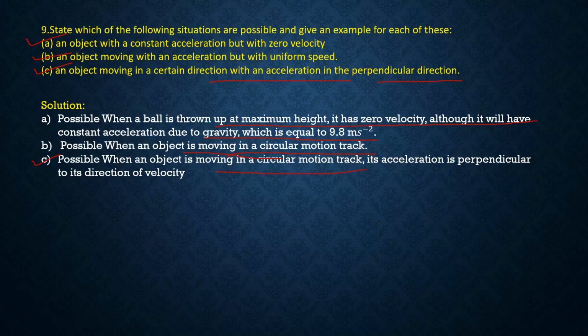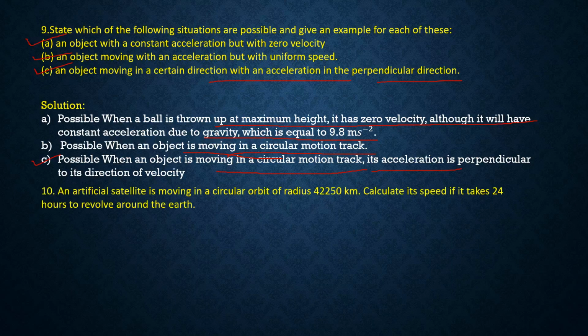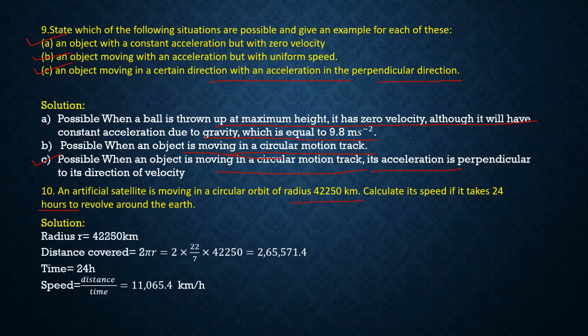Now the last question is: an artificial satellite is moving in a circular orbit of radius 42,250 km. Calculate its speed if it takes 24 hours to revolve around the earth. So this is a simple one. Distance covered is equal to the circumference of the orbit. We will apply the formula 2 pi r. Time is 24 hours, so speed is distance upon time. So you will get your answer.